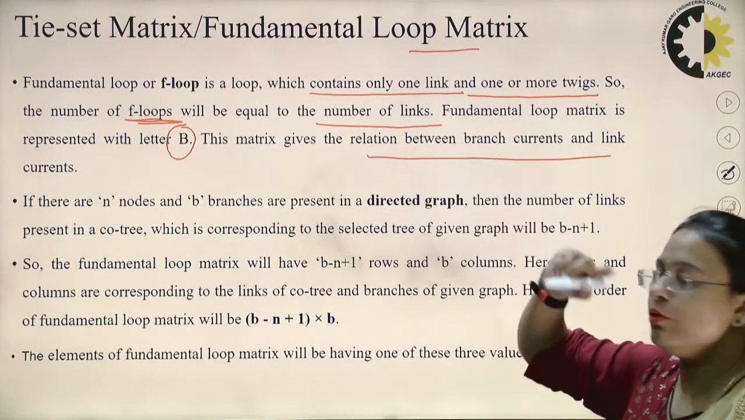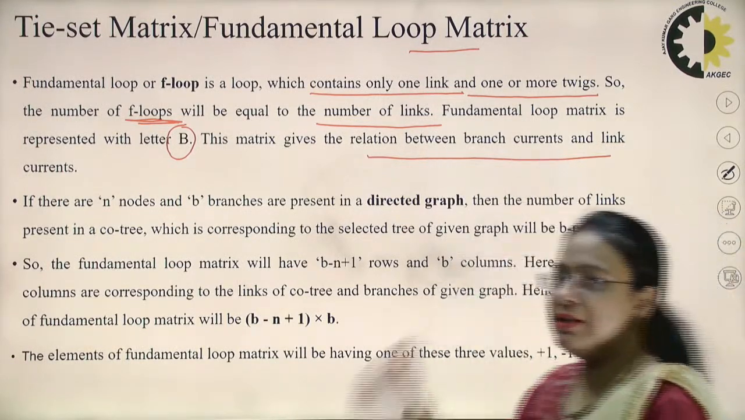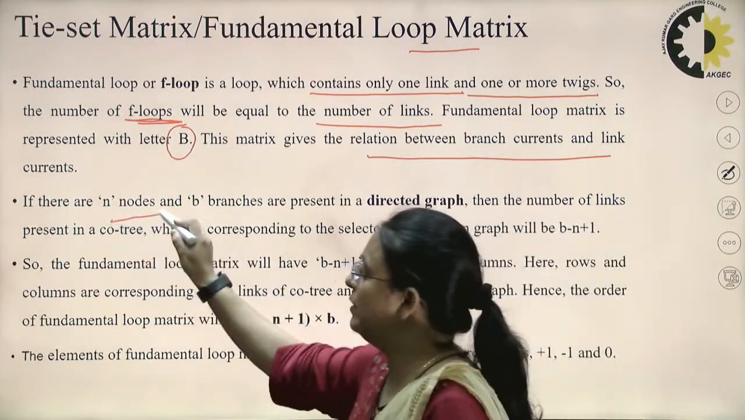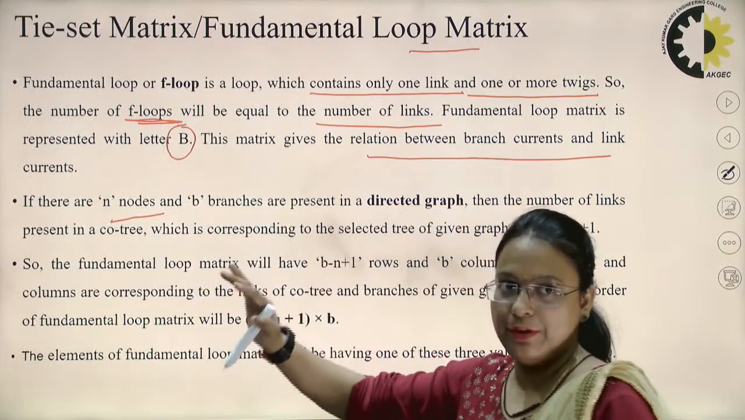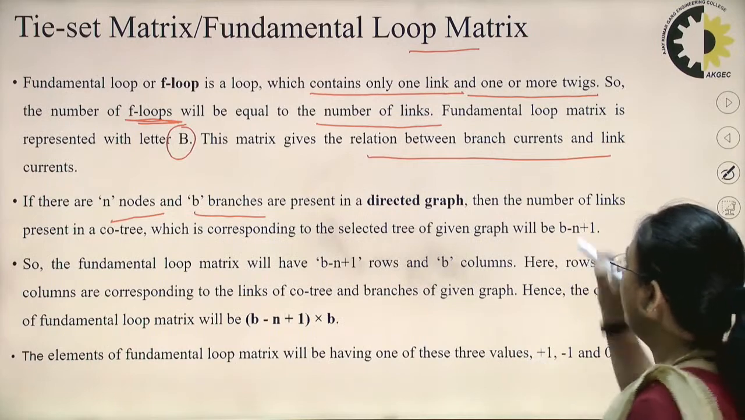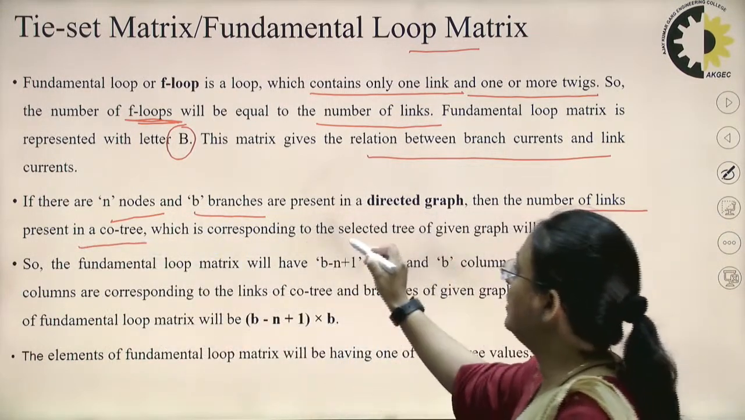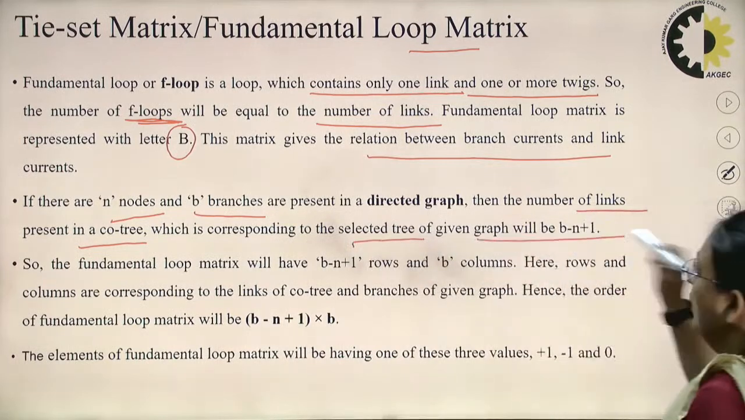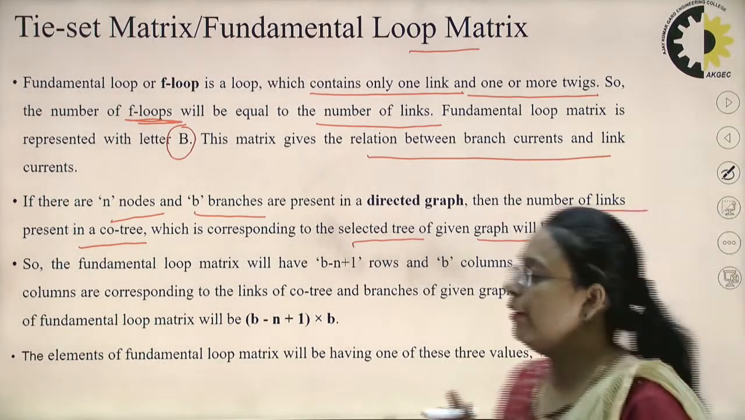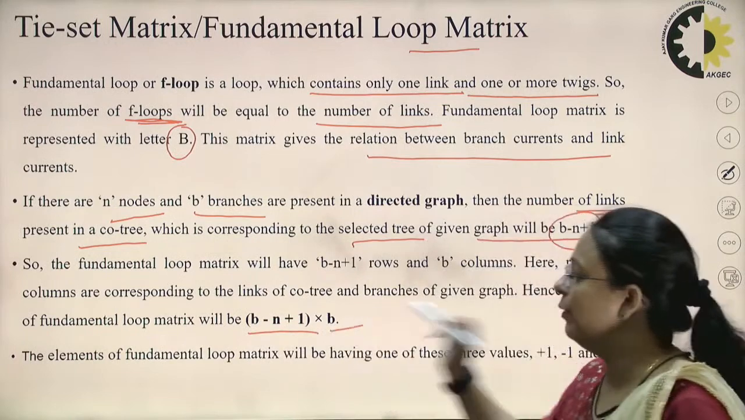So we can also use this matrix to find out the relationship between the branch current and the link current. If there are n nodes present in any graph, and there are B branches in that graph, then the number of links will be B minus N plus 1. So there will be a cutset matrix of the order of B minus N plus 1 into B.